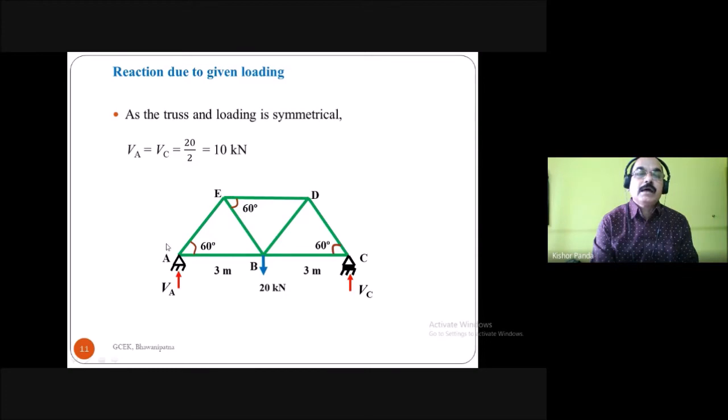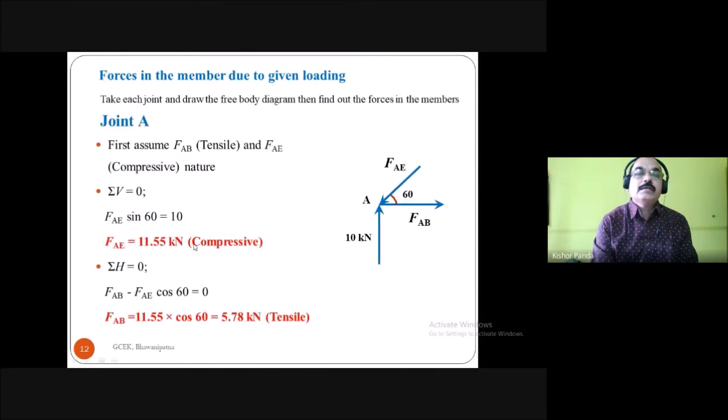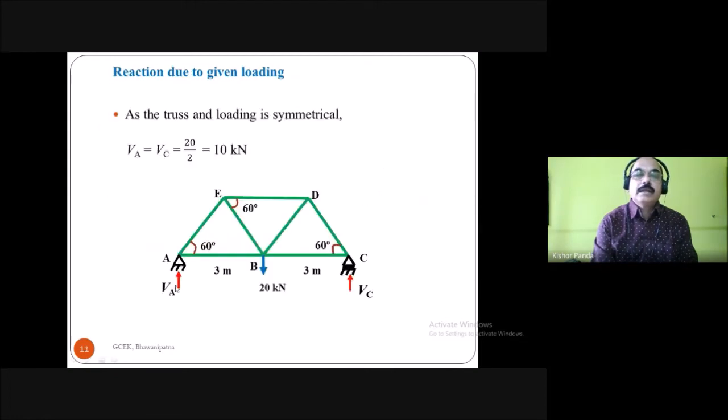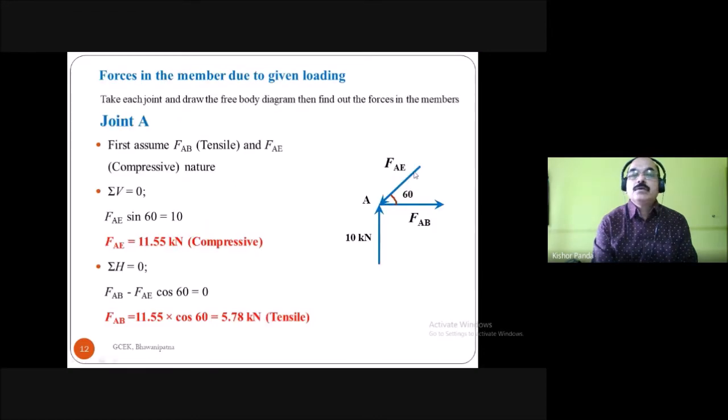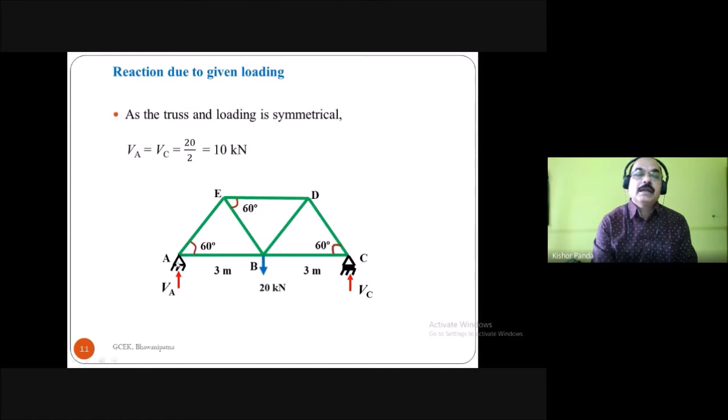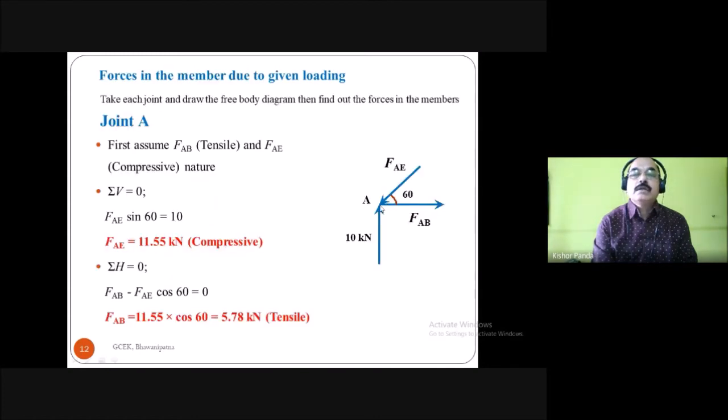So first you take the equilibrium of joint A. Forces in the members due to the given loading: take each joint, draw the free body diagram, then find the forces in the members. So first you take joint A. This is the reaction, and these are the members. The force in member AB is FAB and the force in member AE is FAE. And this is the reaction at A.